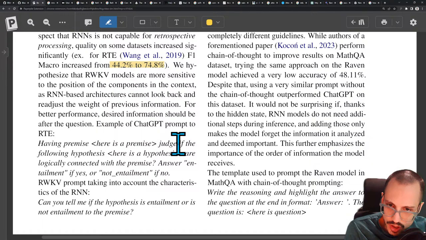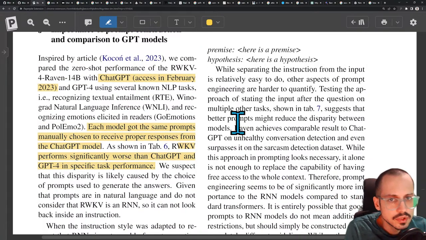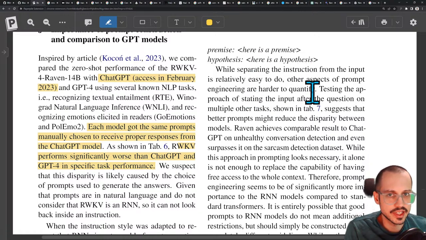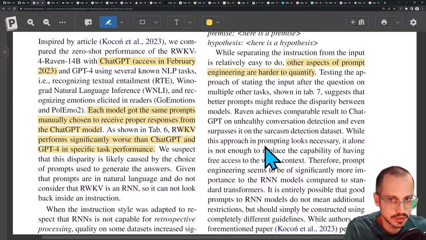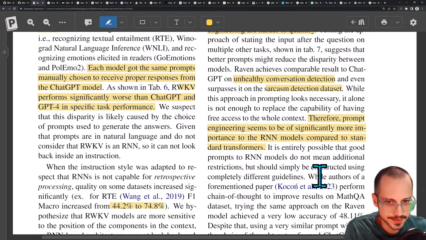Having premise, judge if the following hypotheses are logically connected to the premise. While separating the instruction from the input, other aspects of prompt engineering are harder to quantify. Testing the approach of stating the input after the question on multiple other tasks suggests that better prompts might reduce the disparity between models. What the heck is unhealthy conversation detection and sarcasm detection dataset? What? Prompt engineering seems to be significantly more important to RNN models compared to standard transformers.